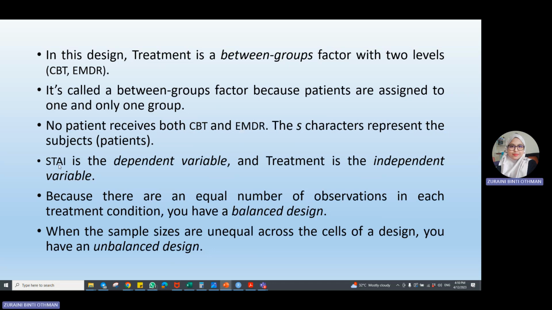Then this assessment, STAI, is the dependent variable and the treatment is the independent variable, which means the independent variable will cause the STAI later on, like an example in the equation. Dependent is Y. Y is STAI, which is equal to the independent variable, the CBT and EMDR factor just now. Because there is an equal number of observations in each treatment condition, we have a balanced design. When the sample sizes are unequal across the cells of the design, you have an unbalanced design.